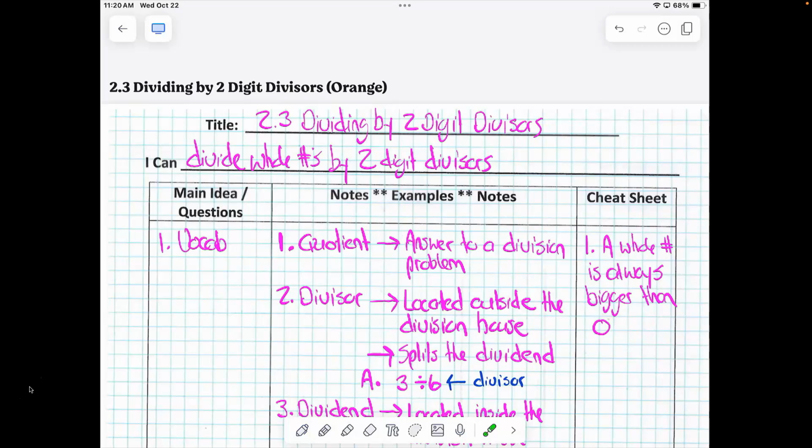Today we finished dividing by two-digit divisors. Do you guys know how to divide? Yes. Do you guys know what a quotient is? Yes. What is it?